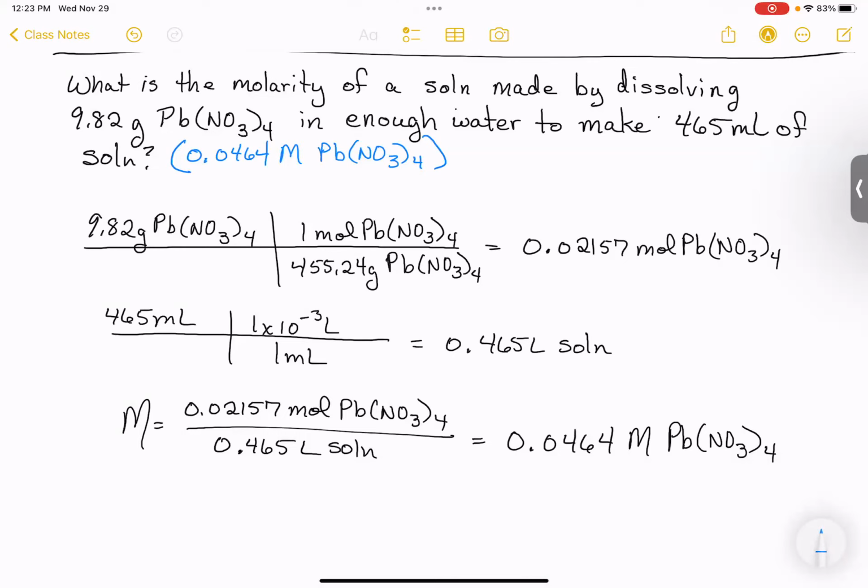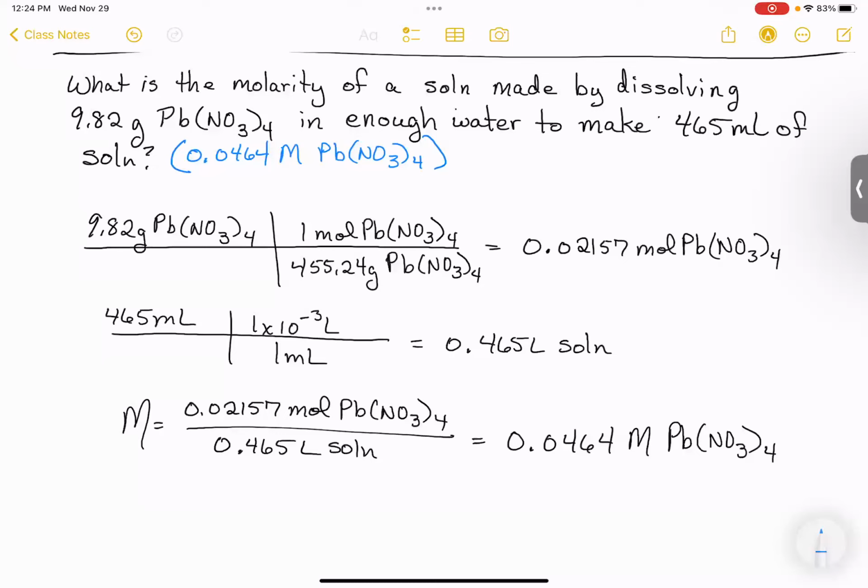Okay, so in this problem, you would change the 9.82 grams of lead four nitrate into moles of lead four nitrate using lead four nitrate's molar mass, taking that 9.82 and dividing it by the 455.24 to get 0.02157 moles of lead four nitrate. Then you would have taken the 465 milliliters and converted that into liters using your metric conversion to get 0.465 liters of solution. And then ultimately to get the molarity, you would have taken the 0.02157 moles of lead four nitrate and divided it by the 0.465 liters of solution.